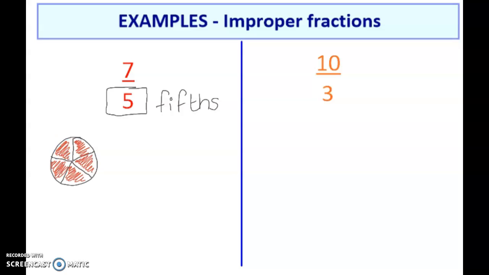So I'm going to draw another one. Here's another circle, carefully split into 5 equal-ish sections. How did I get up to? 1 fifth, 2 fifths, 3 fifths, 4 fifths, 5 fifths, and if I keep going, 6 fifths, and 7 fifths.